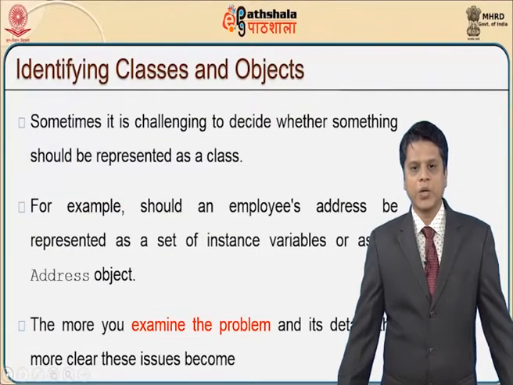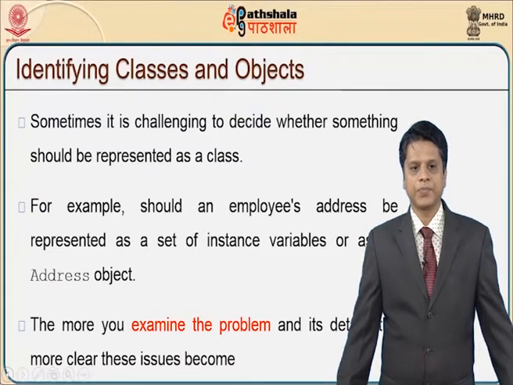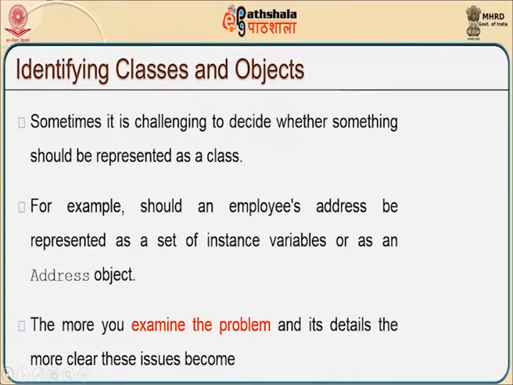Sometimes it is very challenging to decide whether something should be represented as a class. For example, should an employee address be represented as a set of instance variables or as an address object? If I look at an employee's address, the address might include street name, area code, area name and city, district, all the other factors. So should that be considered as instance variables or should address be taken as an object? The more you examine the problem and the details, the more clear the issues become. When you look at address as an object, it becomes very simple and we take all the values together. But when you want to make it very complex, the issues will propagate.